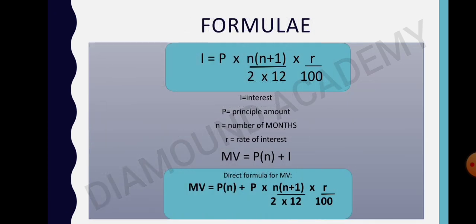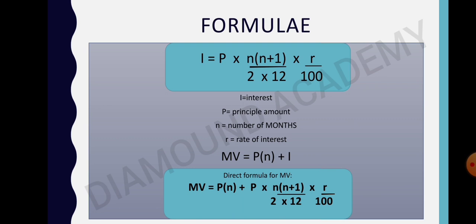Now there are formulas. The interest formula is P multiplied by N into N plus 1 upon 2 into 12 multiplied by R upon 100. Now principal amount you all know. N is always number of months. So they will give you in the question in years, like 2 years. So 2 years you will convert into months, that is 24 months. 1.5 year means 12 plus 6, 18 months. Like that. Every time whenever they give you in years, you will convert it into months.